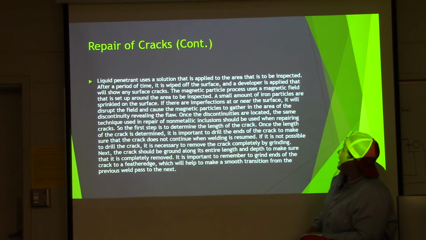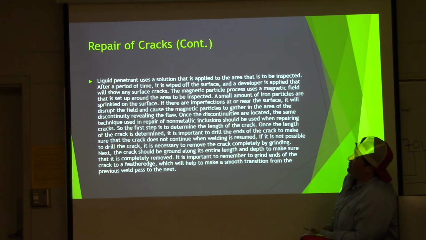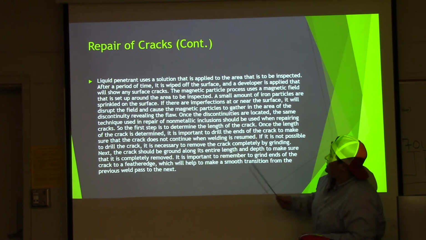A small amount of iron particles are sprinkled on the surface. If there are imperfections at or near the surface, it will disrupt the field and cause the magnetic particles to gather in the area of the discontinuity, revealing the flaw. Once the discontinuities are located, the same technique used in repair of non-metallic inclusions should be used when repairing cracks.